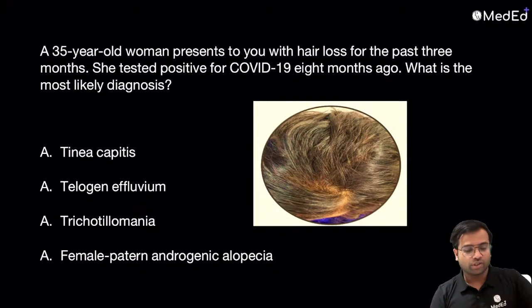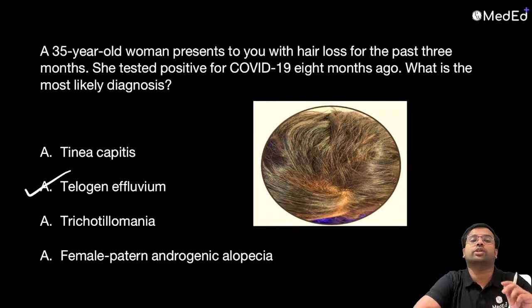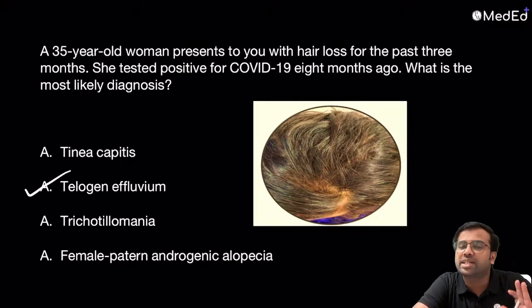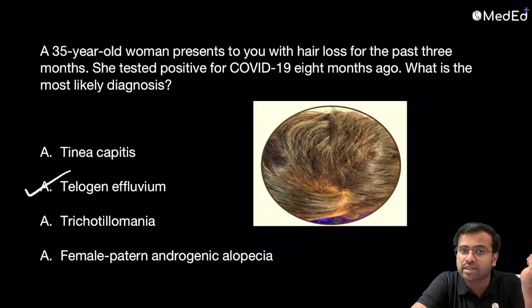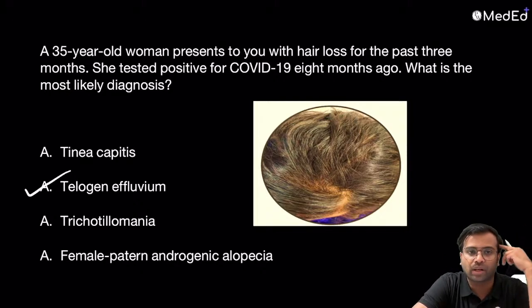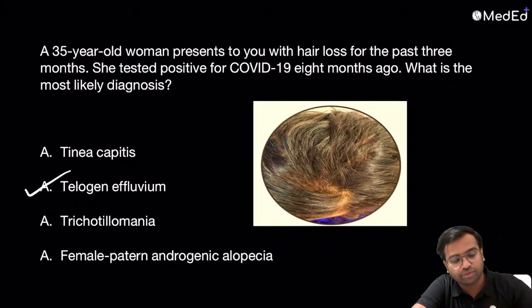Yeah, excellent. So the right answer here is going to be telogen effluvium. Remember, tinea capitis we have already done twice. What was tinea capitis? That is a dermatophytic fungal infection of the scalp. Now here, this doesn't sound like a fungal infection, so that is already ruled out. Now, what is telogen effluvium?